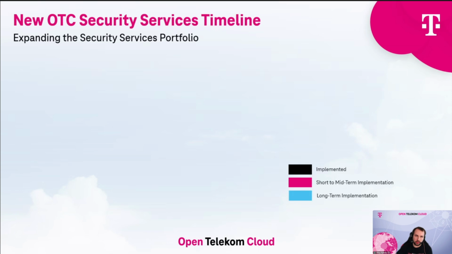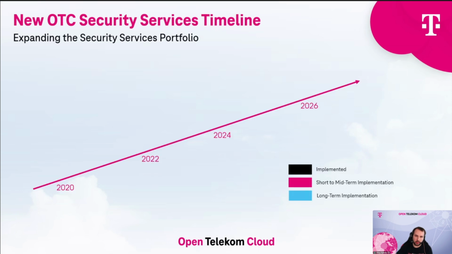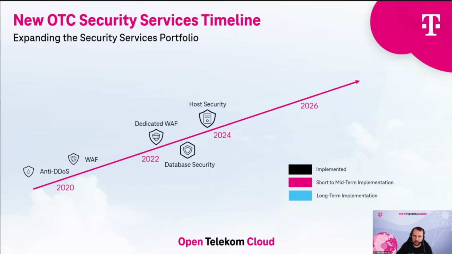What did we do so far? How do we expand our portfolio? We started in the beginning with anti-DDoS and WAF for network protection. Then we went further with the dedicated WAF and also database security. We just recently released the host security service, as said. Now is Cloud Firewall. And afterwards, we want to combine everything into a security dashboard as a central platform, as I just introduced in our vision.